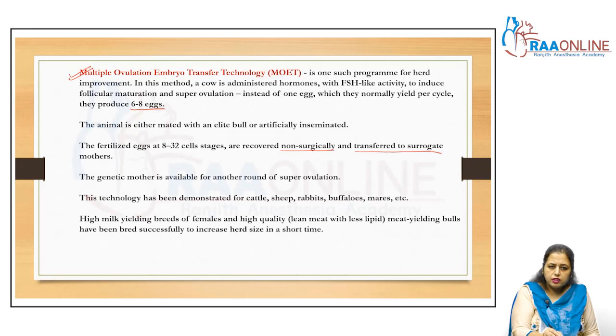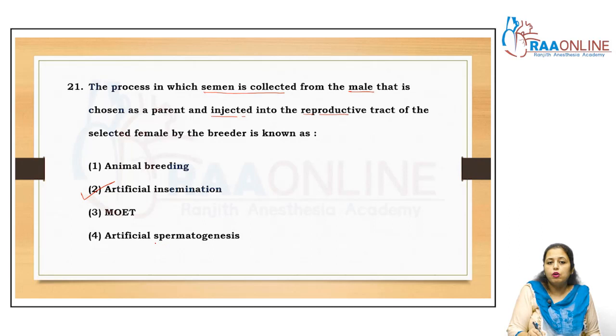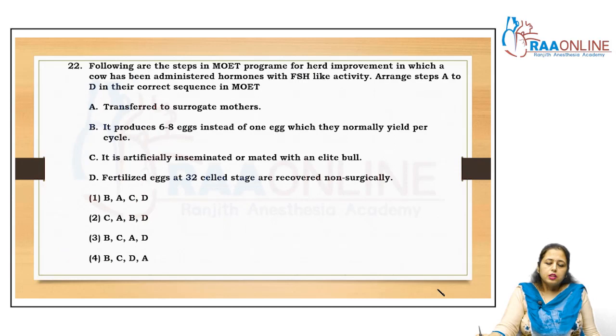Now, artificial spermatogenesis. As we know, spermatogenesis is the process of the formation of sperm. But when we artificially form the sperm by the use of some other cells outside of the body, that is called artificial spermatogenesis. Come to the next question.